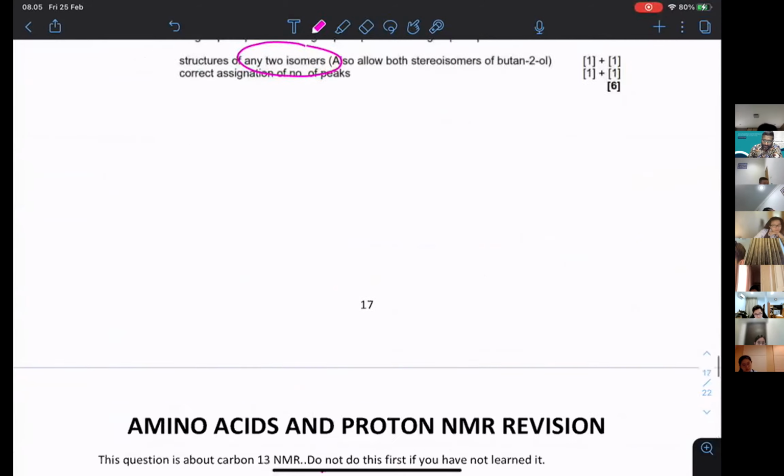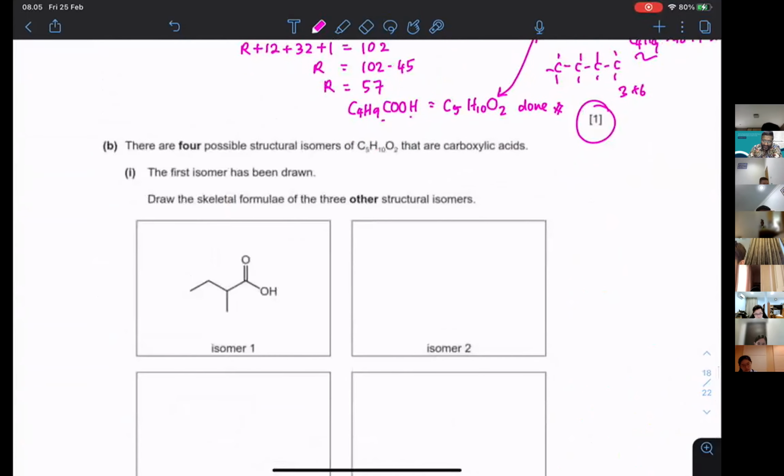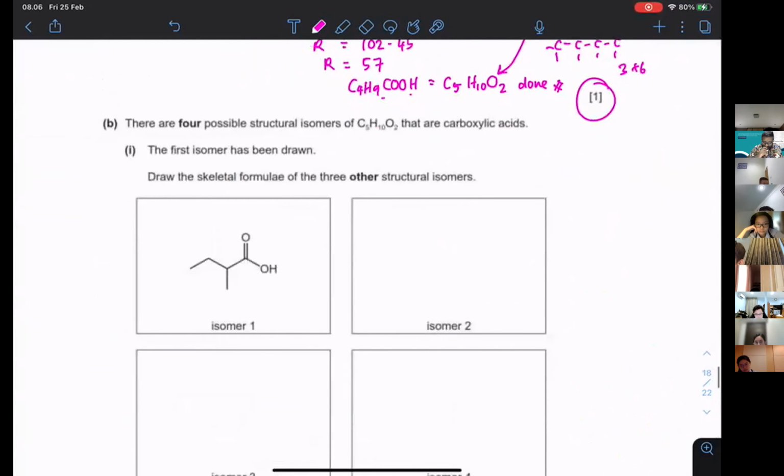Now, the next part: there are 4 possible structural isomers of C5H10O2 that are carboxylic acid. The first one has been drawn for you. Of course, if it is going to be skeletal formula, very difficult to see. So I will suggest use your display formula for this. So carbon, another carbon, another carbon, another carbon, then another carbon here, double bond O, OH. This is going to be one of it. So using this, I think enough already.